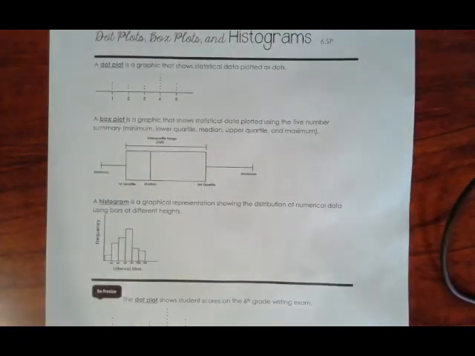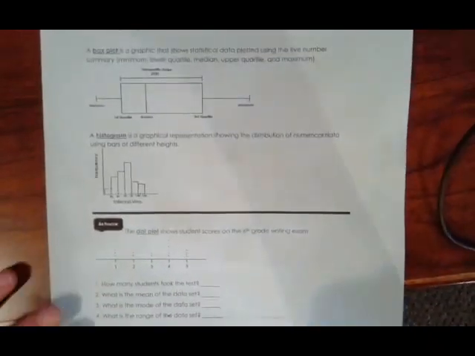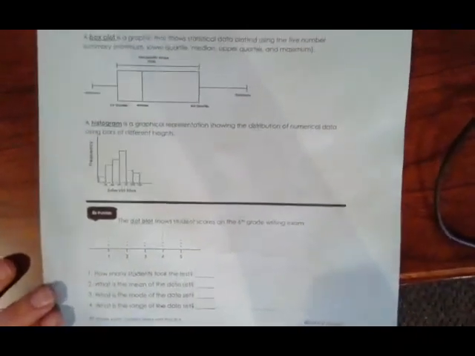These are the guided notes for a dot plot, a box plot, and a histogram, which are all different ways to display statistical data in a visual way. We're going to jump down to dot plot. The dot plot shows the student scores on the 6th grade reading exam, and we have a couple questions here.